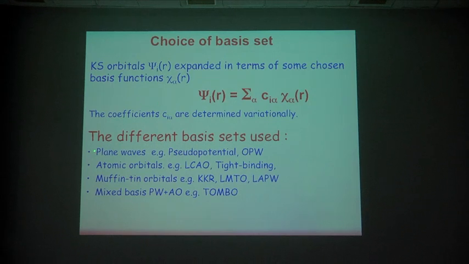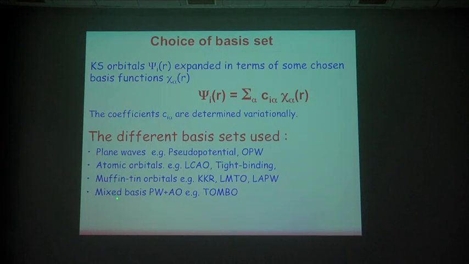And you can choose the plane wave basis, like pseudo-potentials and OPW. This has been discussed in detail by Shobna and today by Ranjit. Atomic orbitals, LCAO and tight binding, we just now discussed, Ranjit discussed that. What I am going to tell you is not these two, but the third one, that is the muffin-tin orbitals, which leads to KKR and LMTO and LAPW, which at least some of you are probably doing these calculations with.